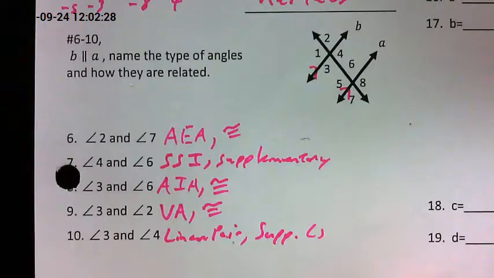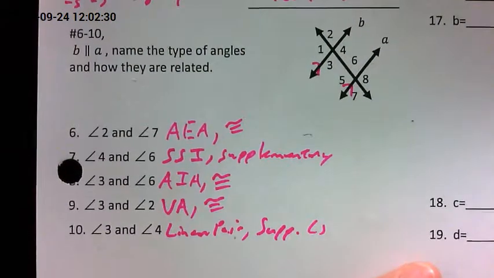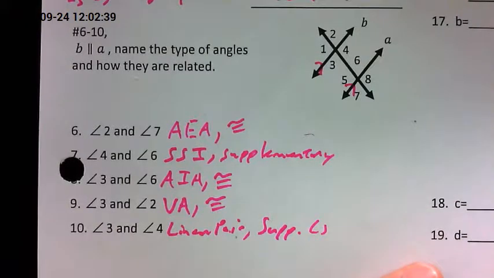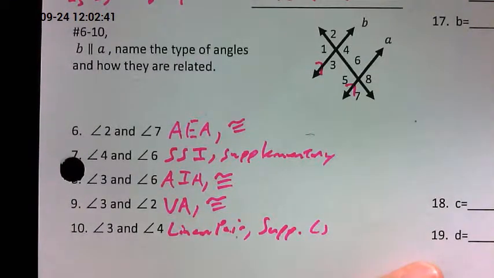On the test, when we're labeling the angle pairs, can we just put vertical angles, or do we have to write the little sign too? I'm going to ask you both, and it's going to be a multiple choice. Okay. Yeah.